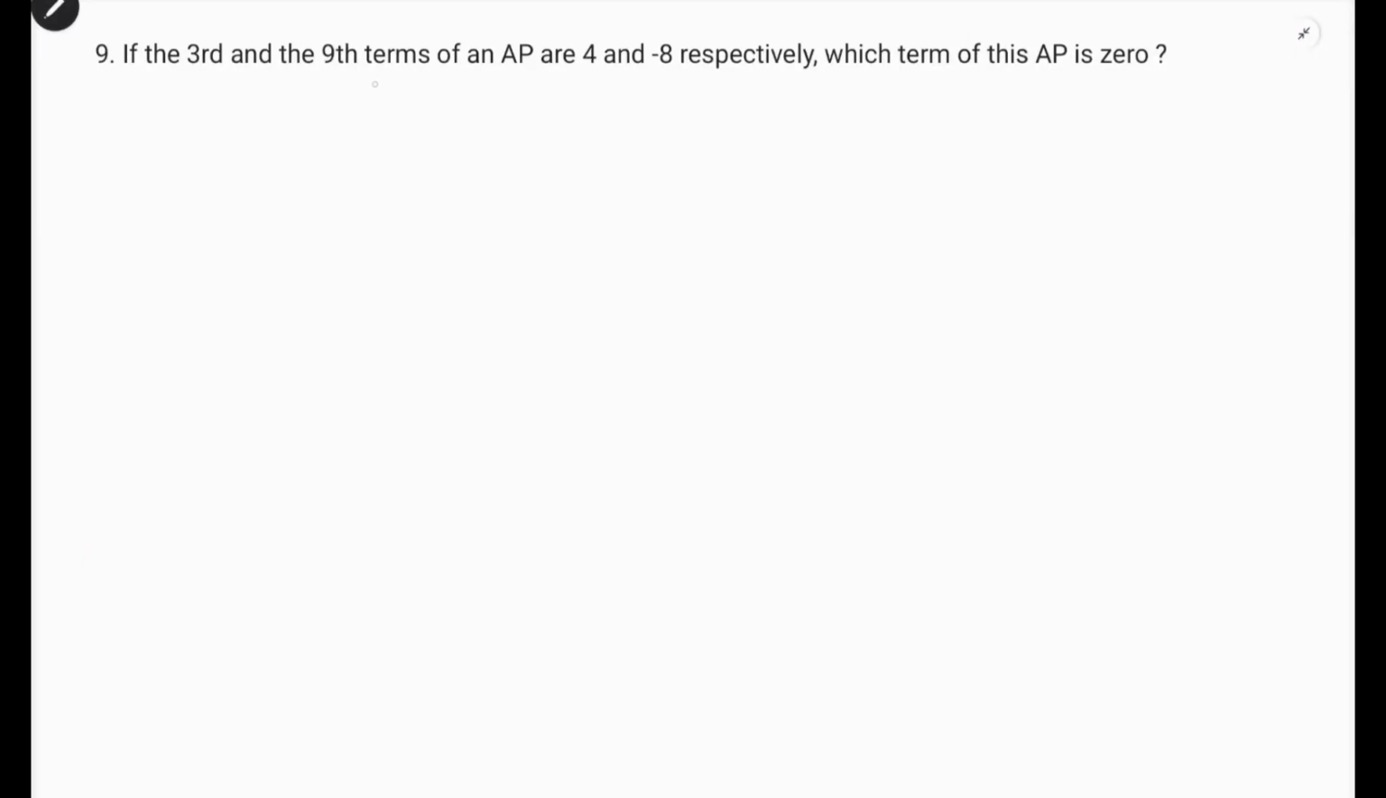Next one, 9th one. If the third and 9th terms of an AP are 4 and minus 8. Here the third term a3 is equal to 4 and the 9th term a9 is equal to minus 8. Which term of this AP is 0? We have to find which term of this AP is 0. So for some term of this AP is 0, we will assume an is equal to 0. The nth term is 0 and we have to find the n value, which term.